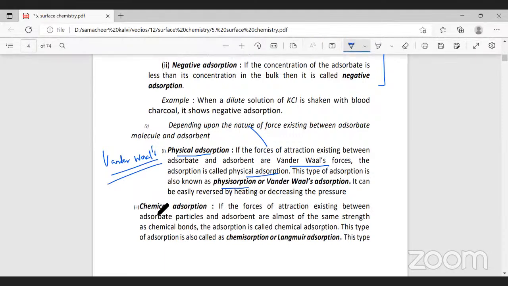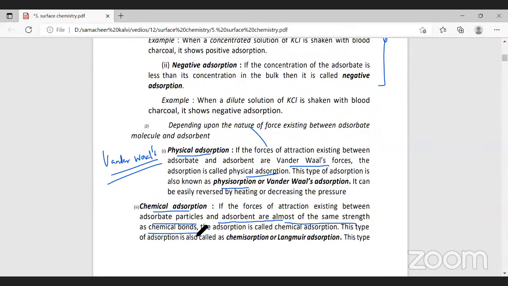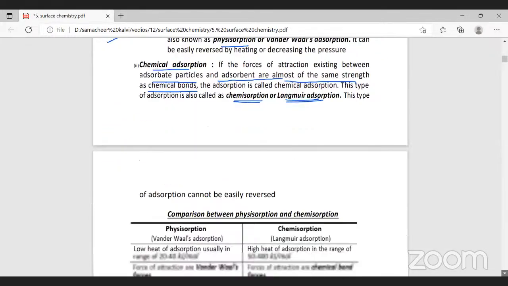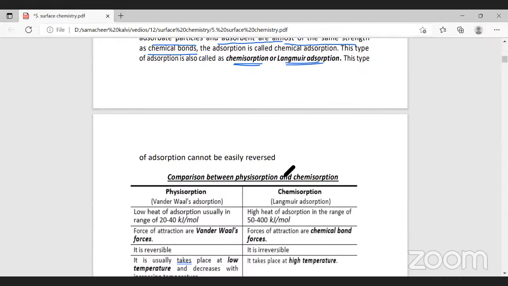The next one is chemisorption, or chemical adsorption. If the force of attraction existing between the adsorbate particles and the adsorbent is almost the same strength as chemical bonds, so that a chemical bond is formed between adsorbate and adsorbent, then that is called chemical adsorption, or chemisorption. This chemisorption is also called Langmuir adsorption. This type of adsorption cannot be easily reversed.